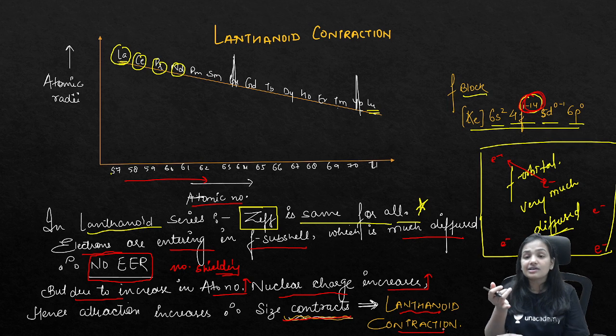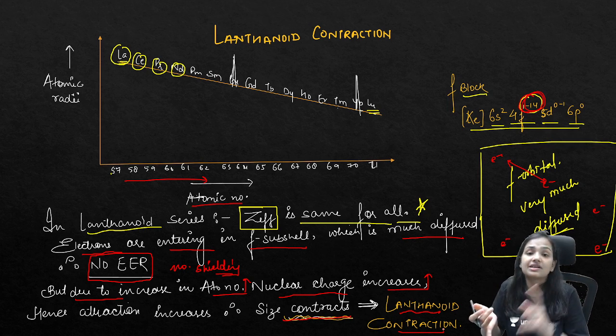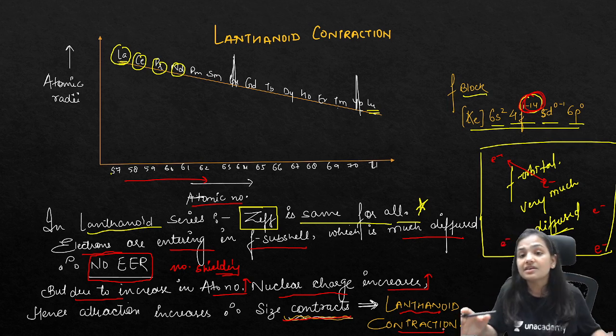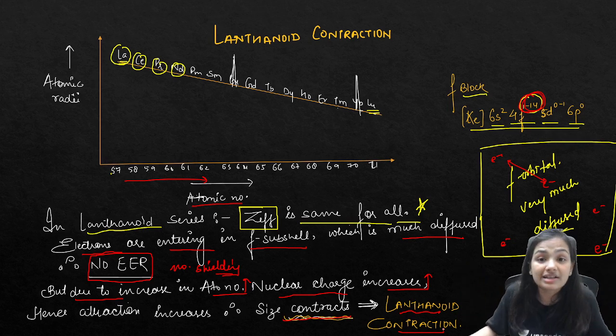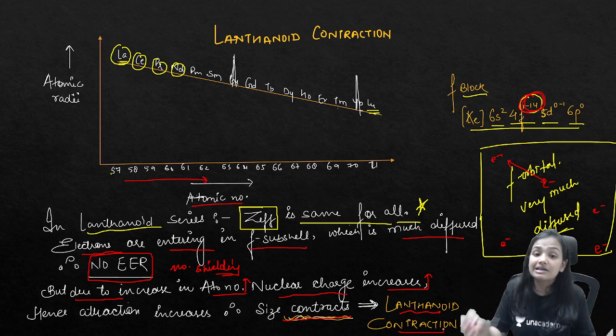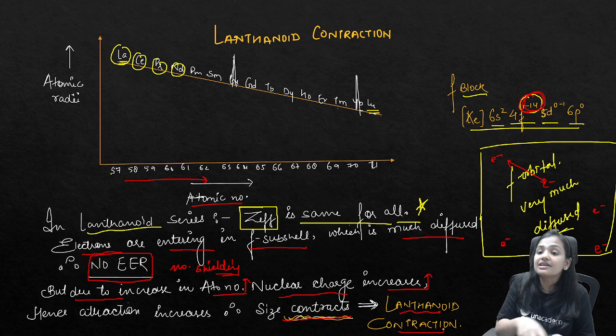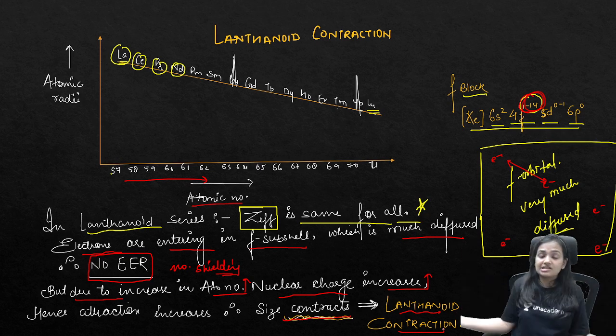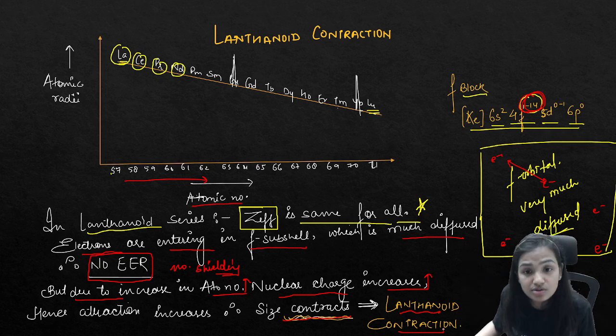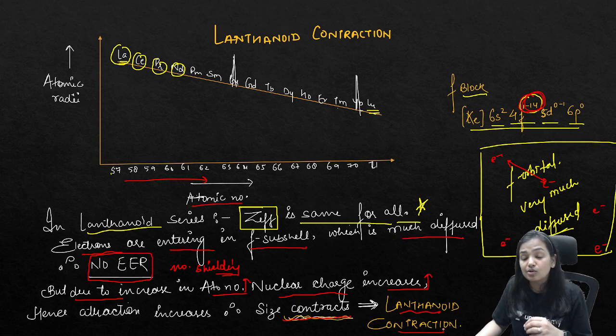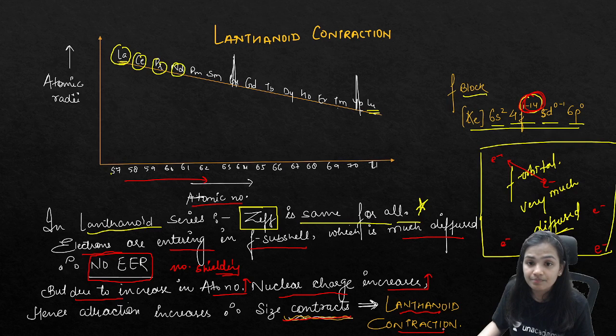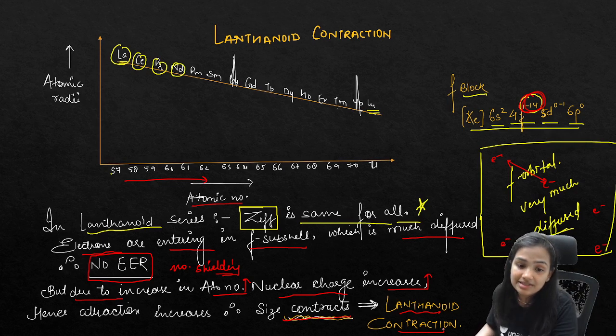So Lanthanoid contraction is not because of the reason that the Z effective increases. No, here the Z effective remains the same for all. Why does the Z effective remain the same for all? The reason being, the electrons are entering into the F orbital, which is so large in size, the electron density is very low, so there will be no repulsion, and if there is no repulsion, there will be no shielding, and hence the Z effective will not work there. Okay, the Z effective remains the same.